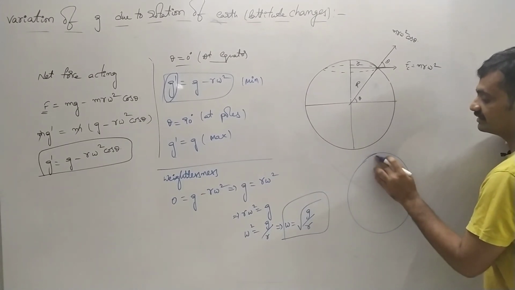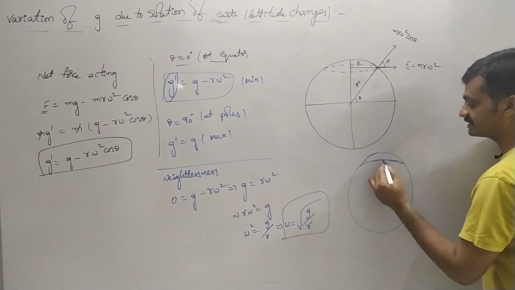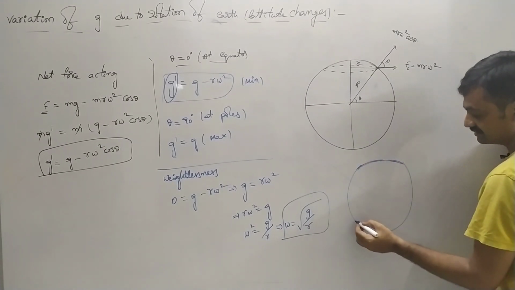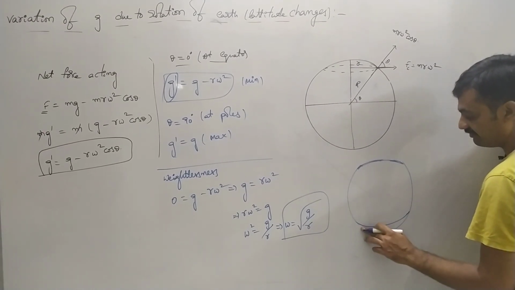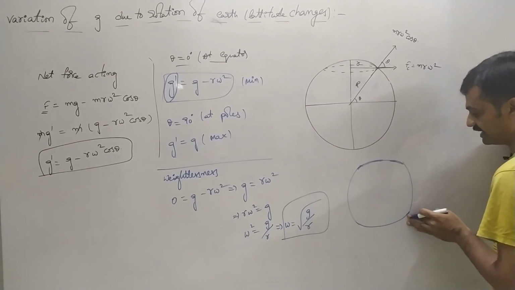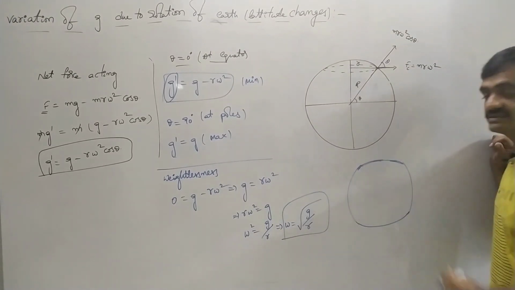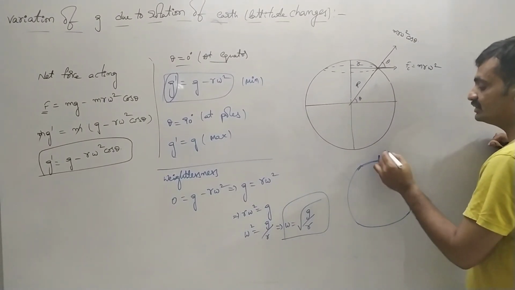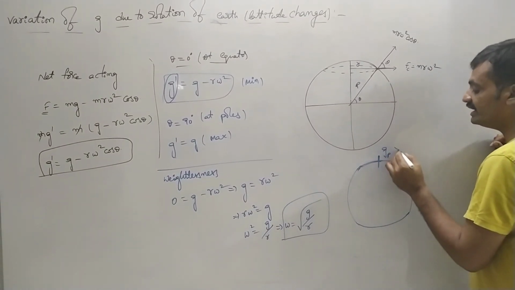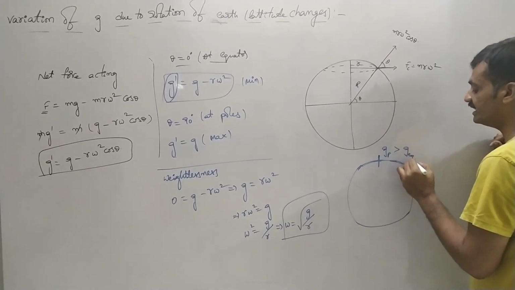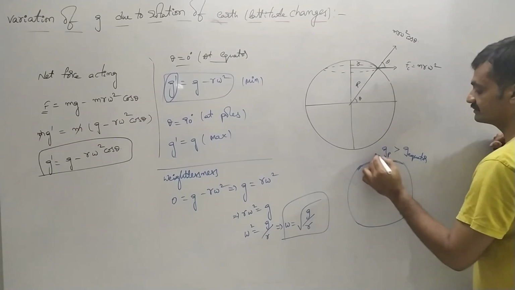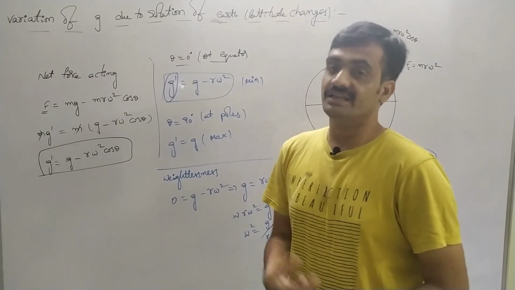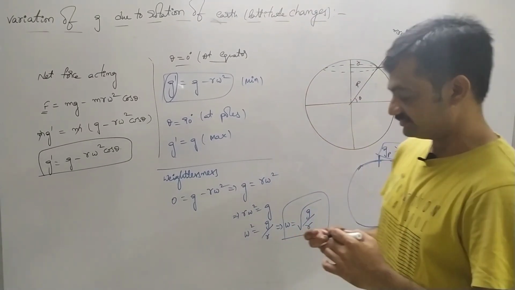It is flattened at the poles like this. Earth will be like this. Since it is flattened at the poles, the acceleration due to gravity at poles will be greater than acceleration due to gravity at equator. Take a screenshot, we will continue.